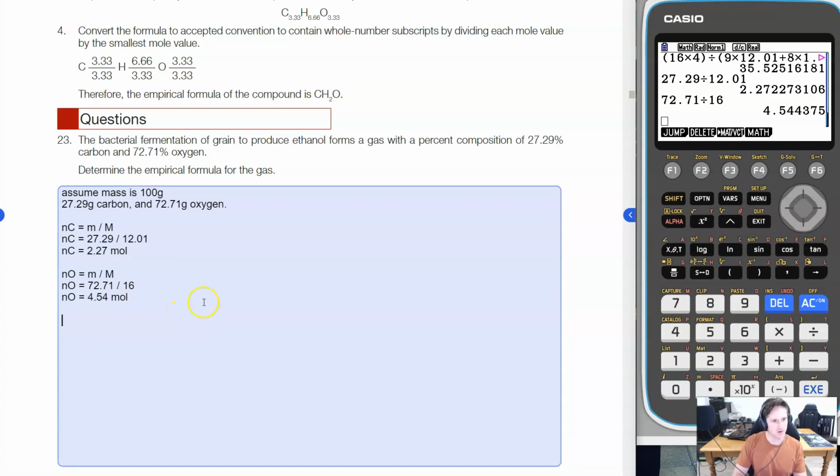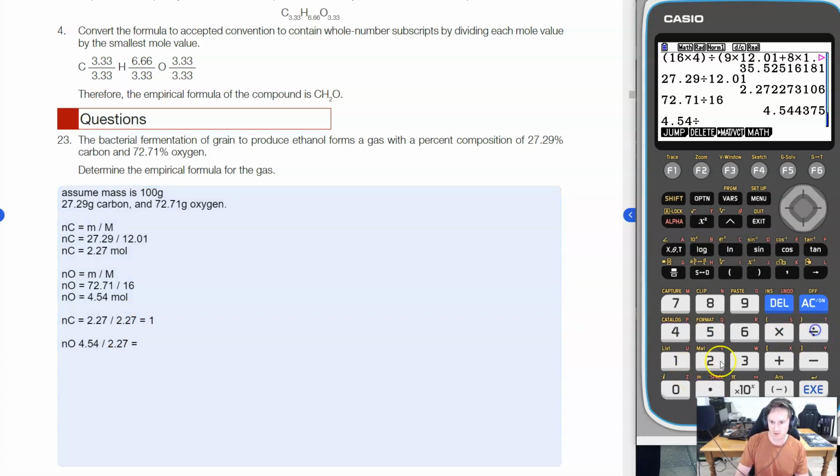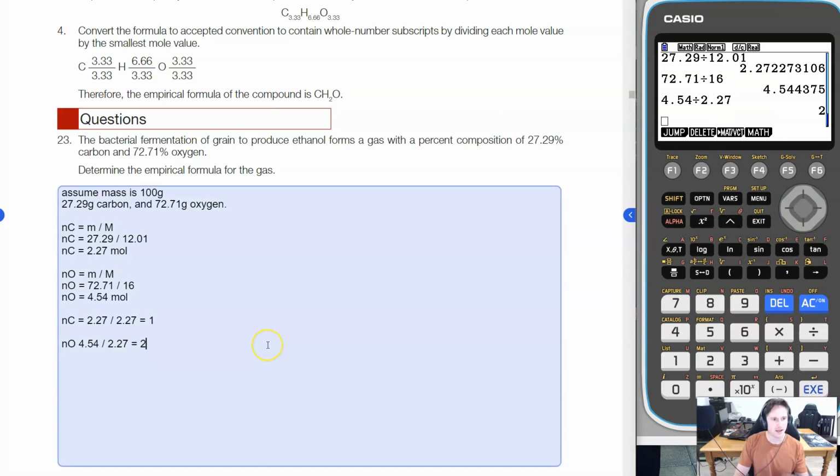So now we're going to do the empirical formula, okay? So what we'll do now is we're going to divide both of these values by the smallest mole value, okay? So the number of moles of carbon is going to be 2.27 divided by 2.27. And the number of moles of oxygen is going to be 4.54 divided by 2.27. So that is going to equal 1, and this is going to equal 2. So 4.54 divided by 2.27 is going to be 2. Okay, so that's my ratio.